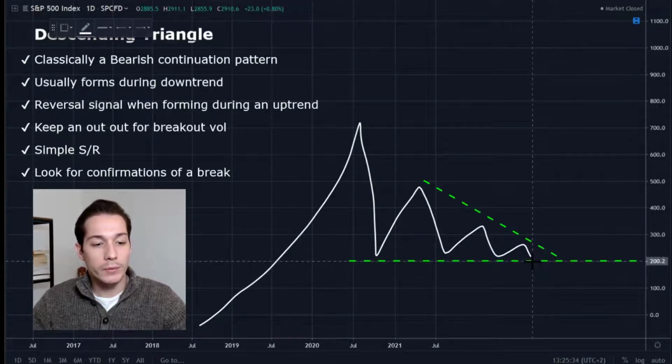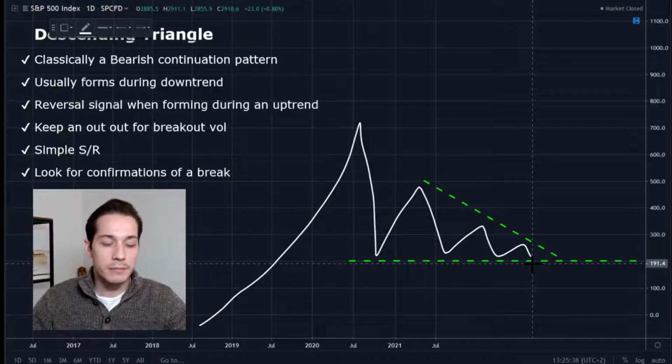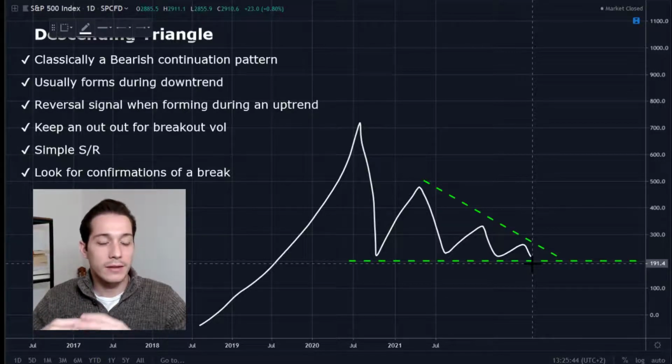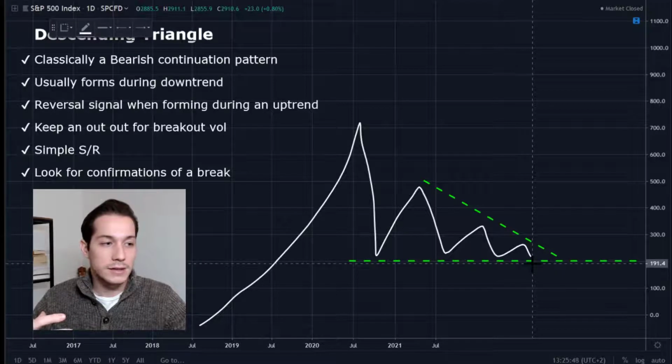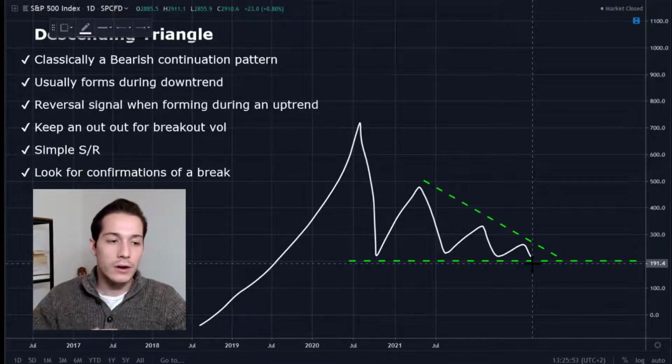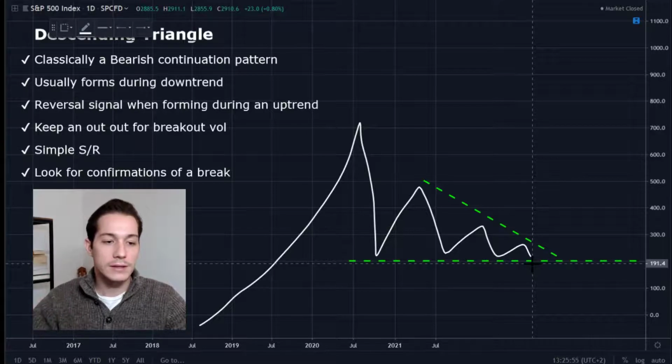And then when the price makes a move, you want to look for big volume. If there's not big volume, it's usually an indicator that this pattern is not really playing out how it should be, and that there is probably a higher chance that there is not going to be that continuation if there is a downwards trend, or that reversal if there is an upwards trend.